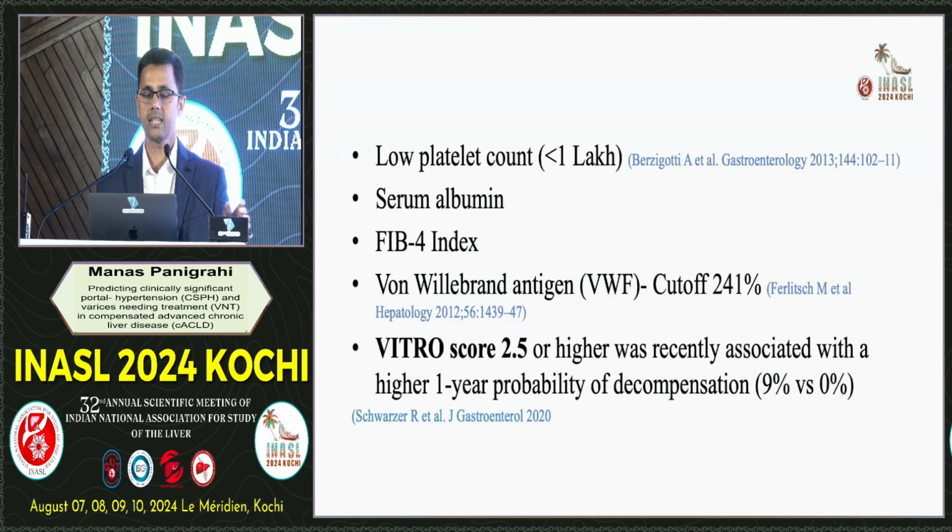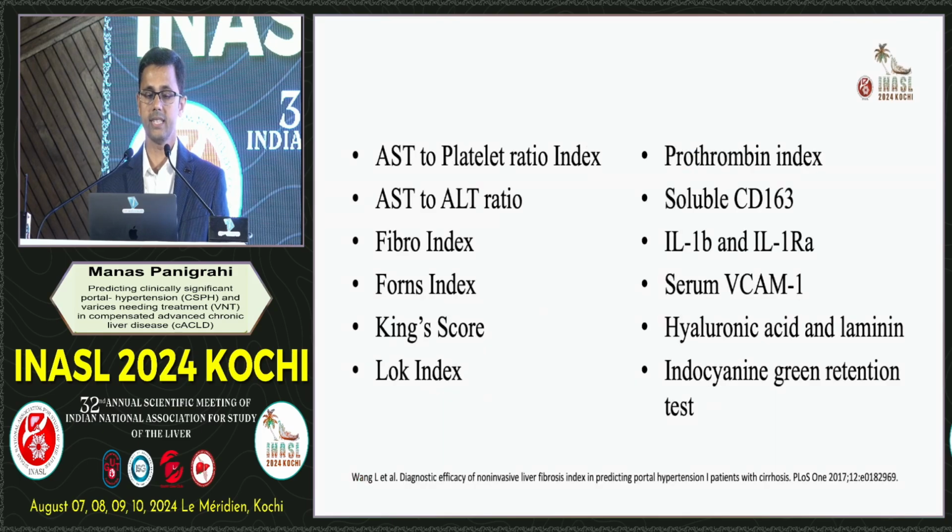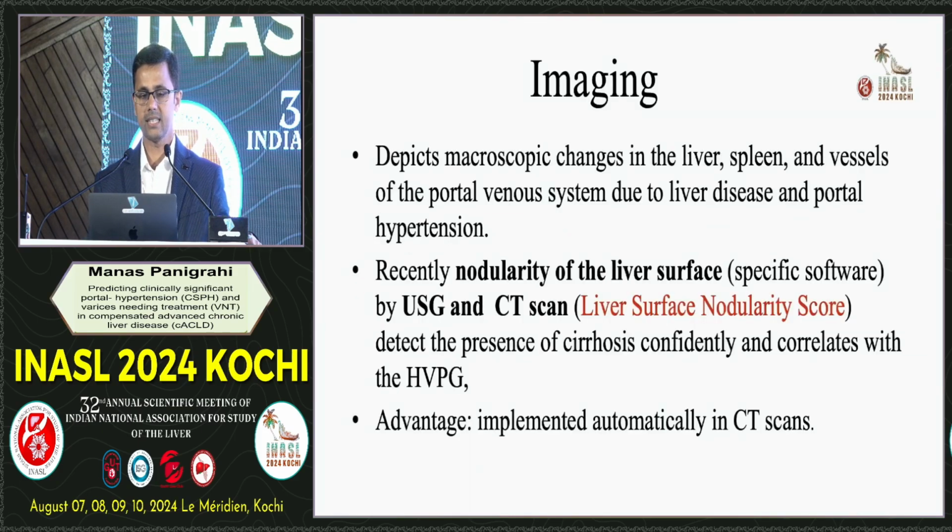So what are the markers? Low platelet count, albumin, P4, von Willebrand factor, Vitro score, new Vitro score, and a lot of serum-based markers are there: AST to platelet ratio, AST to ALT ratio, FibroTest, FON, Lok index. So a lot of markers are there. So let's see what about imaging.